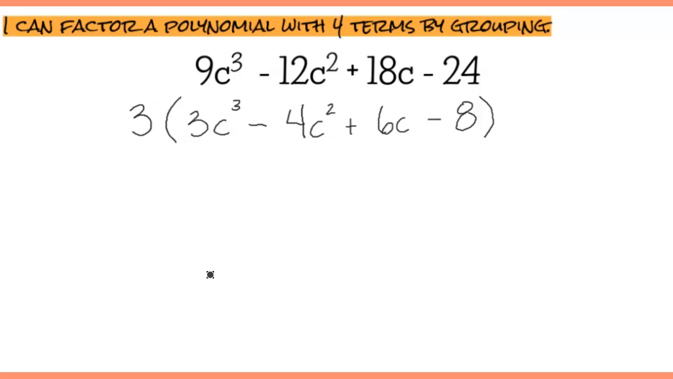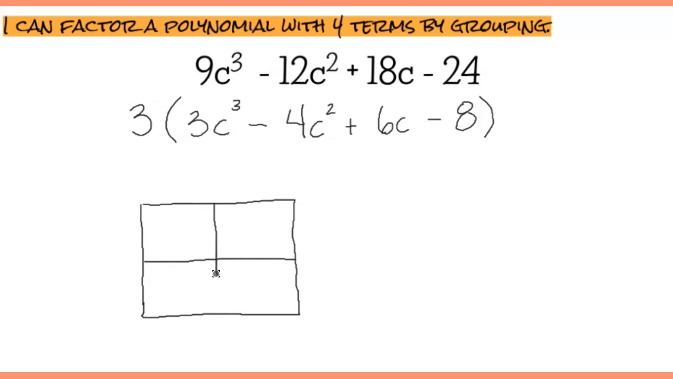And now I'm going to do the same thing I did before. I'm just going to use this polynomial that's in the parentheses here. So I'm going to draw my box, a 2 by 2 box. I'm going to put each term of my polynomial into my box in order. So 1, my first term, is going to be this 3c cubed. Then 2 is negative 4c squared. Then 3 is going to be 6c. And then 4 is going to be negative 8.